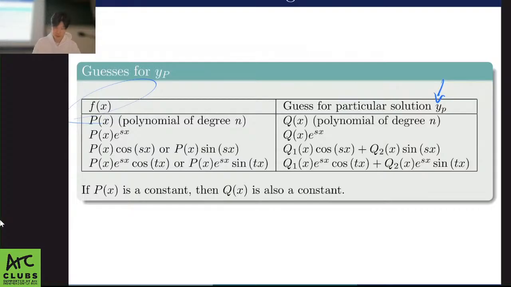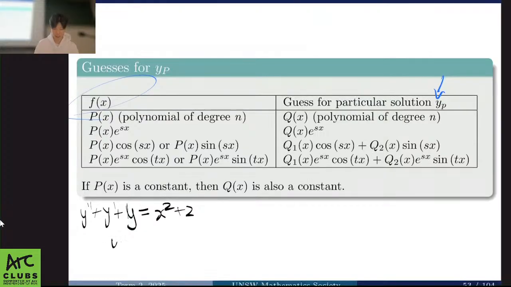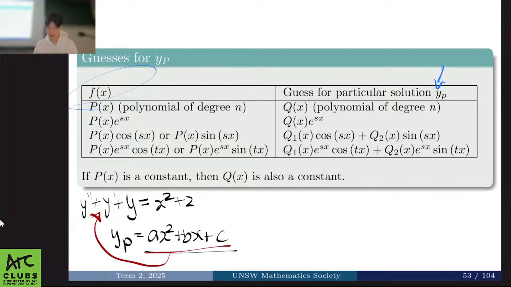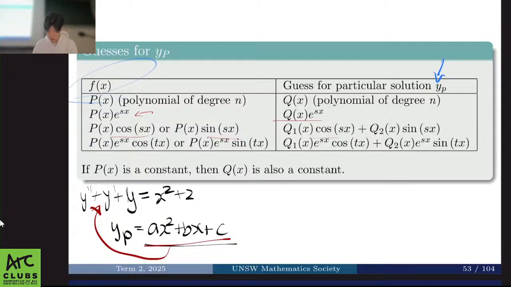So for example, if it's equal to some polynomial like x squared plus 2, that means our guess for the particular solution is going to be some general polynomial that has the same degree. We put this back into our ODE, and we can solve for A, B, and C. Now, these are some common guesses. If it's an exponential, you also guess an exponential. If it's a cos or a sine, we guess cos plus sine, and so forth.